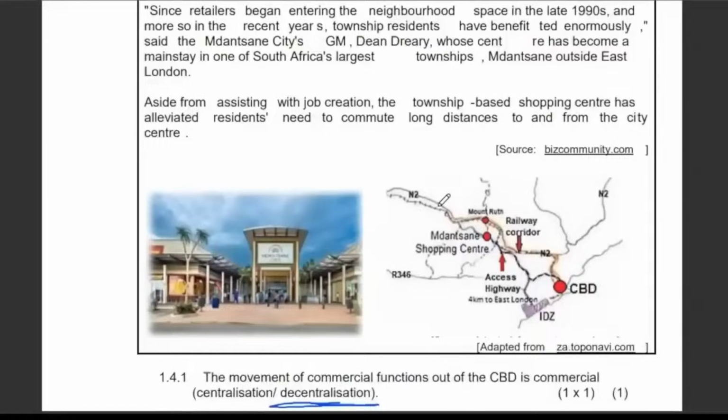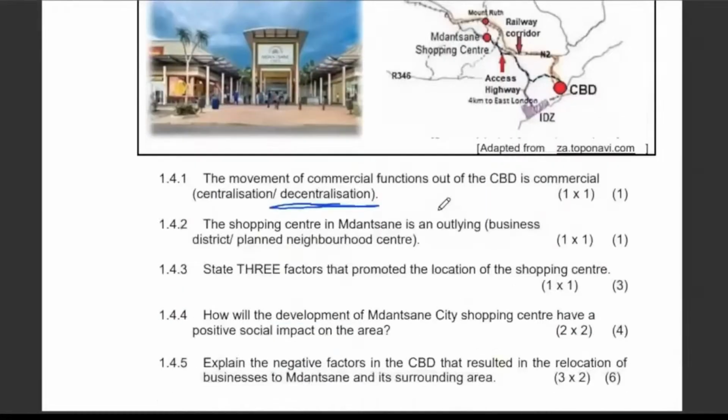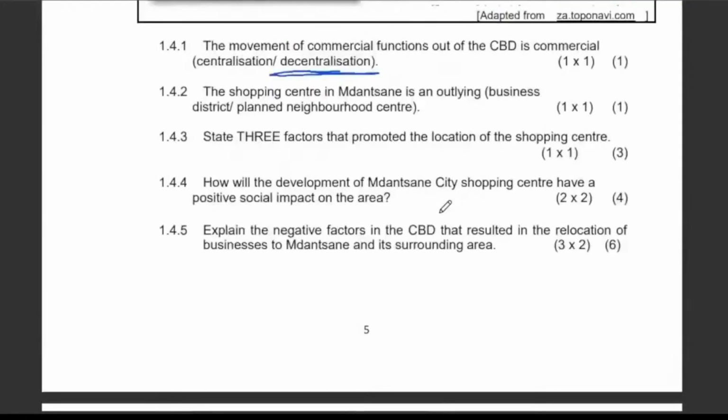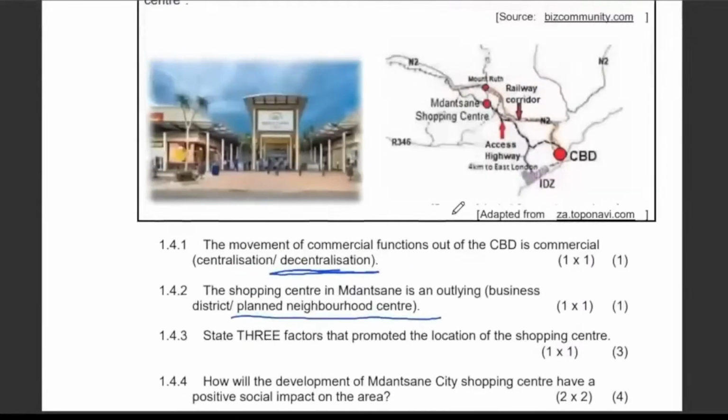So, if we see here, this is a township-based shopping center. So our correct response is that this is a planned neighborhood center. The shopping center is a planned neighborhood center. State 3 factors that promoted the location of the shopping center. What are the factors that favor the location of the center?